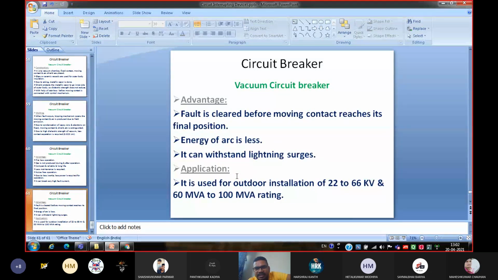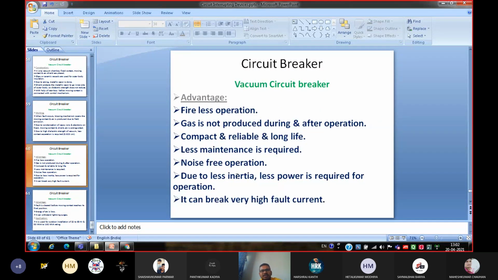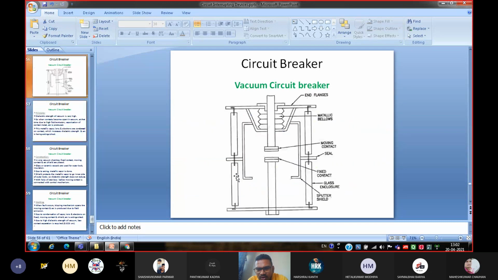Here, the fault is cleared before the moving contact reaches its final position. If we see the circuit breaker, we assume a fault occurs and, with the help of the operating mechanism, these moving contacts will move in the upward direction. Suppose this is the moving contact's final position. Before the moving contact reaches the final position, the arc is extinguished.